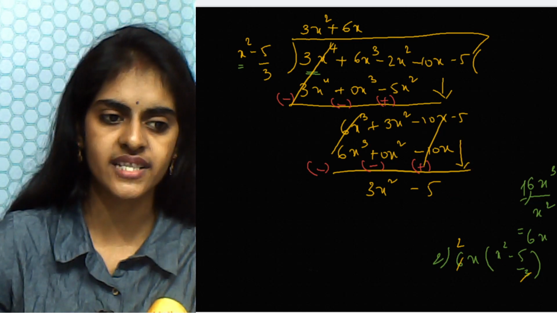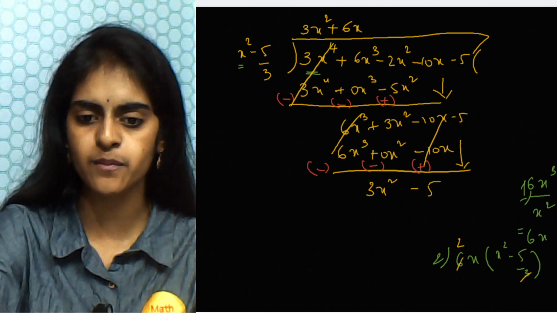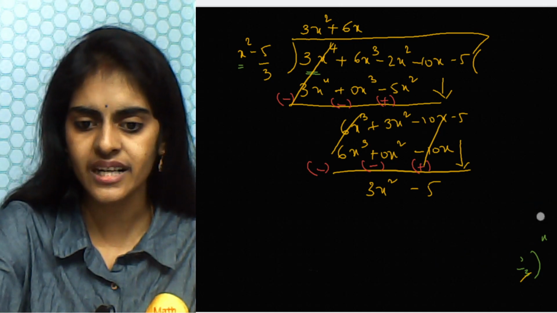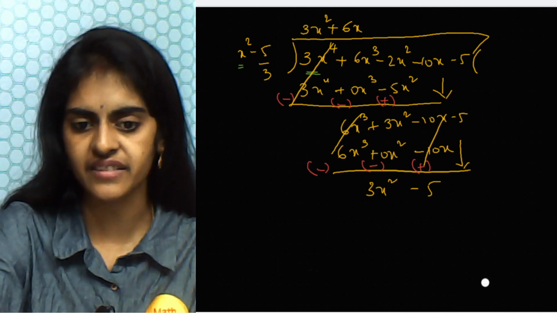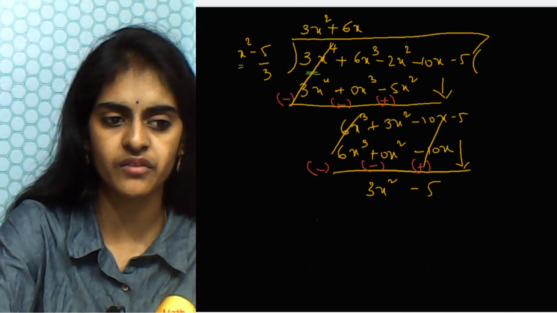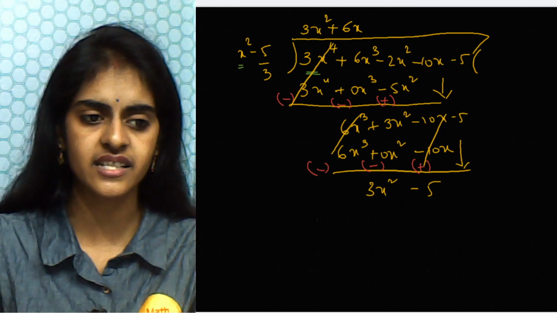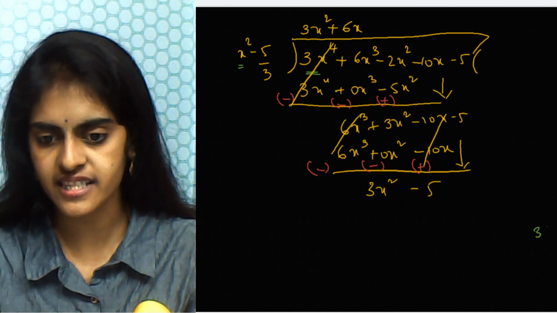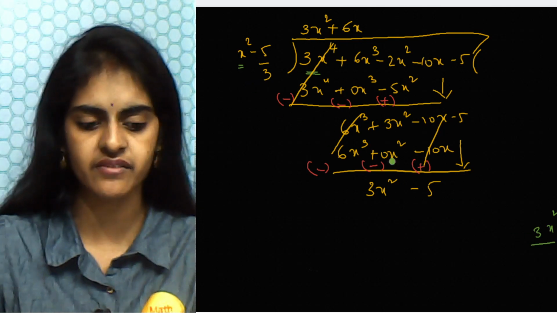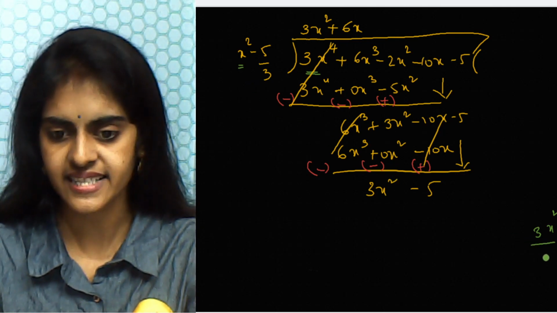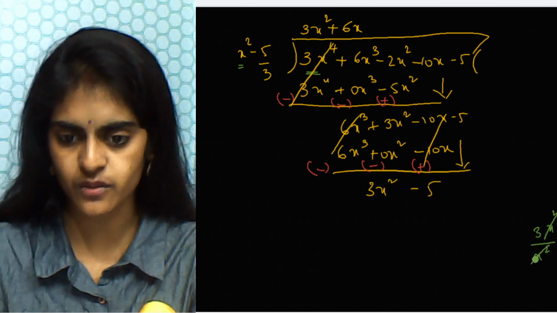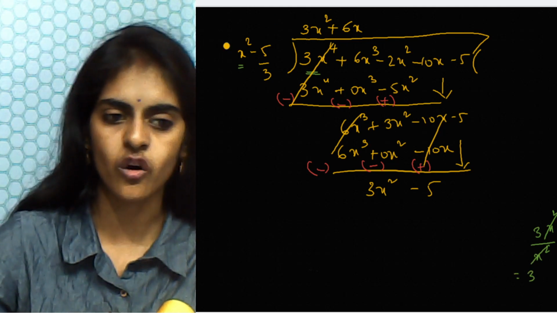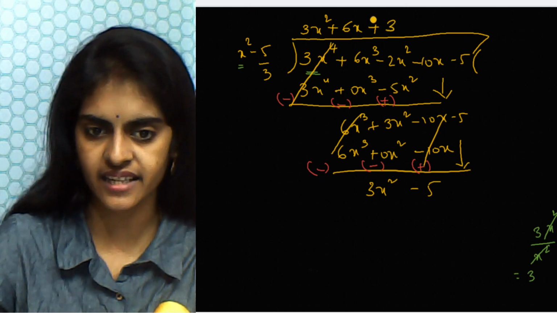So again, what is the next step? You will repeat the process again. You will take the first term of the dividend. What is the first term of the dividend here? Again, it is nothing but this one, 3x square. You will divide it by the first term of the divisor, x square. So x square gets cancelled. The answer is 3. So this 3 is the next term of the quotient, write it here.